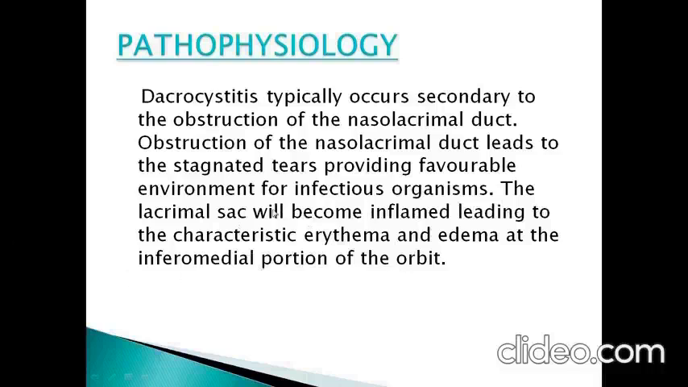So, what happens? Because there is an obstruction in the nasolacrimal duct, the tears will not go through the nasolacrimal duct into the nasal cavity. Rather, they will build up and get stagnated in the lacrimal sac, and because there is stagnation, that will provide a favorable environment for the infectious organisms to grow. So there is infection and inflammation in the lacrimal sac, and because of this we can see the characteristic erythema, the reddening, and the edema, inflammation at the inferomedial portion of the orbit.